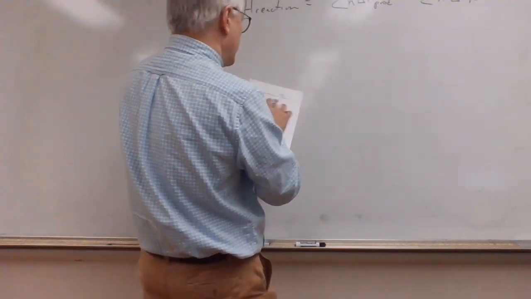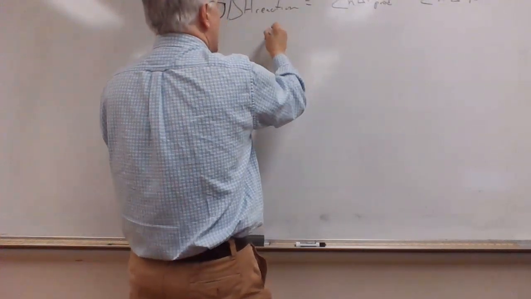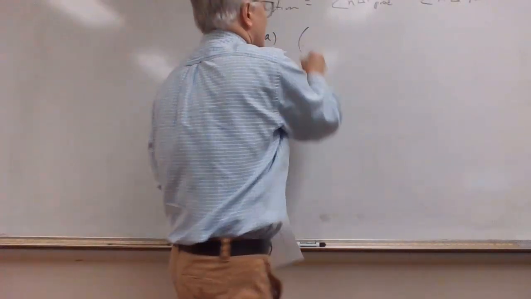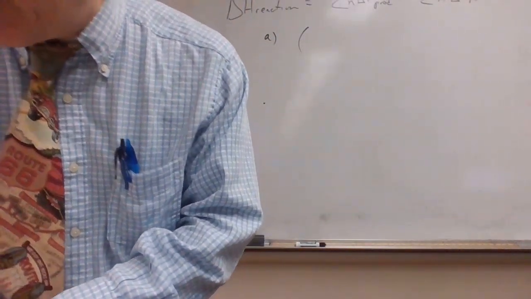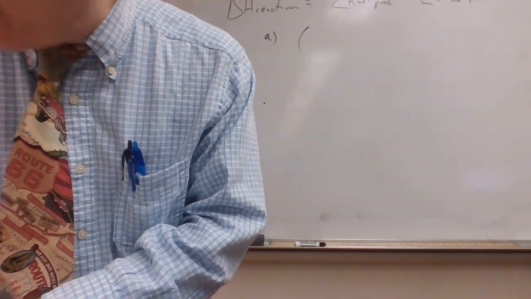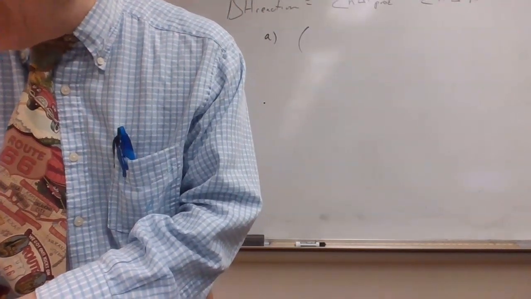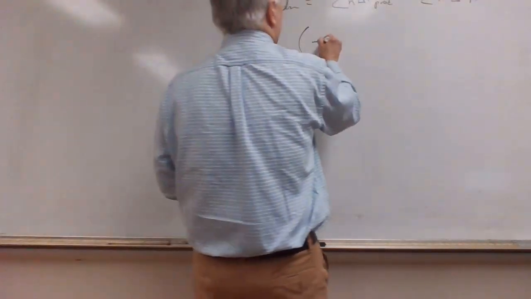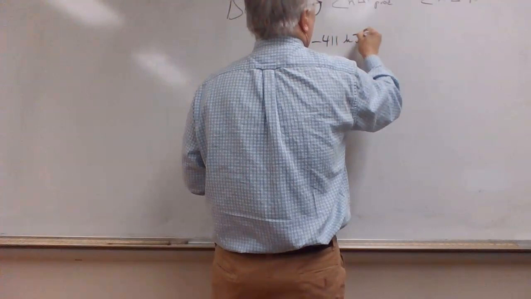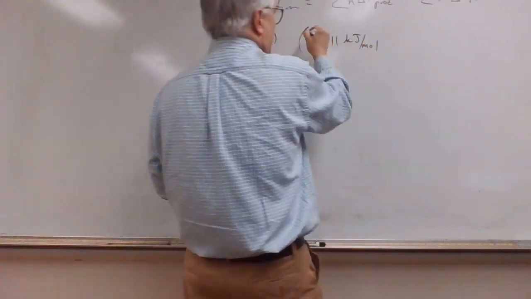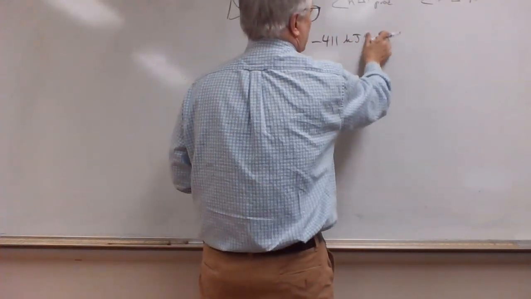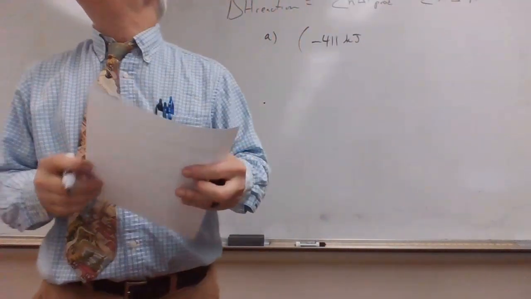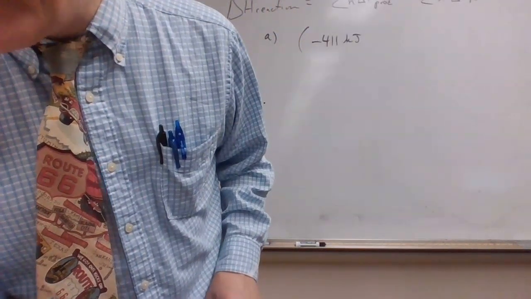So I have to look up the products. For A, I need sodium chloride solid. I'm going to go to the page that has sodium, which is page A23, and sodium chloride solid is negative 411 kilojoules per mole, times 1 mole. So it's all 1 to 1. And H2O gas. So we're going to go to H2O gas here.